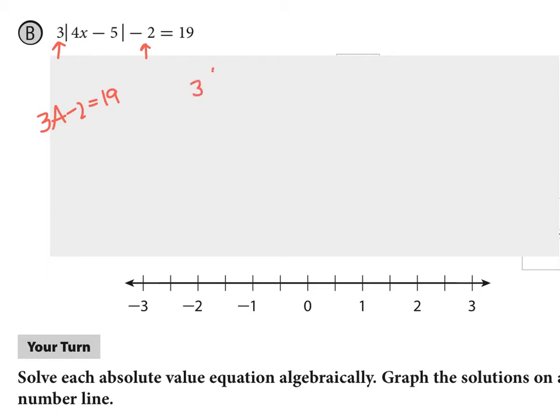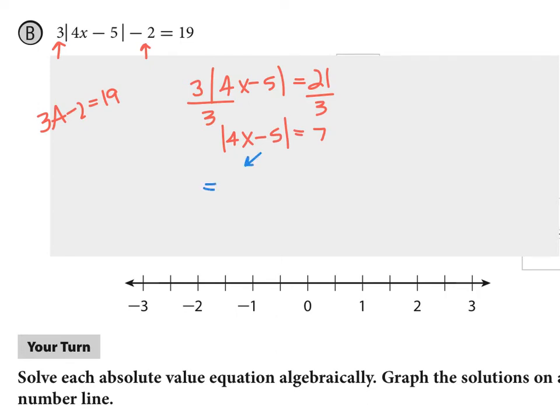So that's going to give me 3 times the absolute value of 4x minus 5 equals 21 when I add 2. And now I need to divide by 3 on both sides so that I can get rid of all visitors. 4x minus 5 absolute value equals 7. All right, so we're still in jail, but all our visitors are gone. So now we have our 2 options.